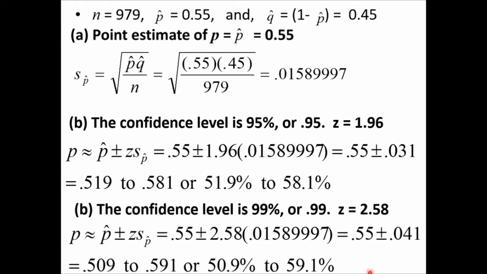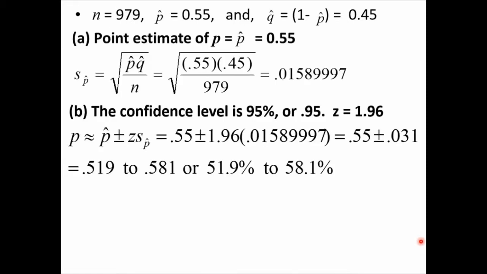The next question is we need to find the margin of error. And if you look at here, this is the margin of error at 95%, the plus or minus value. If you look at 99%, this is the margin of error. So basically, if we take 95%, then the margin of error is going to be 0.031. But if we need the percent, you see, this is the absolute margin of error.